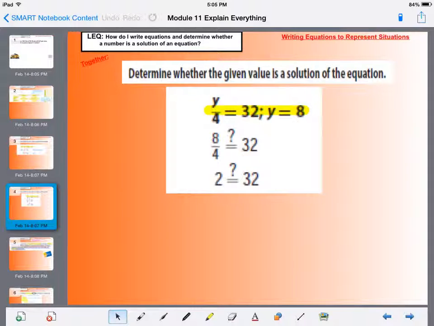I asked you guys to be very careful when given situations like this, because here they give us y divided by 4 equals 32, where y equals 8. So instantly we want to think about, well, 8, 4, 32, they're all in the same fact family. But if you actually do the calculation, 8 divided by 4 is equal to 2, and that is not equal to 32. So this is not a solution of the equation.